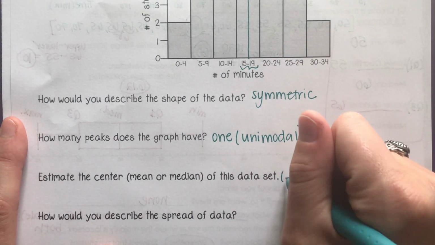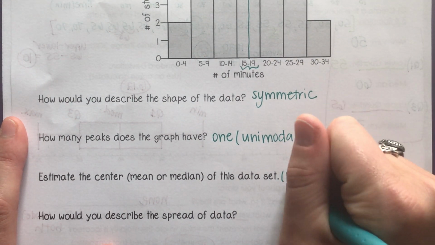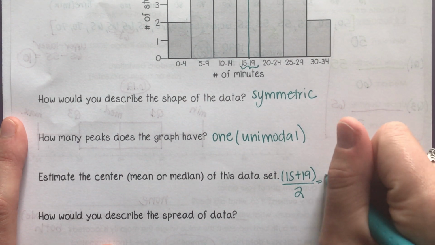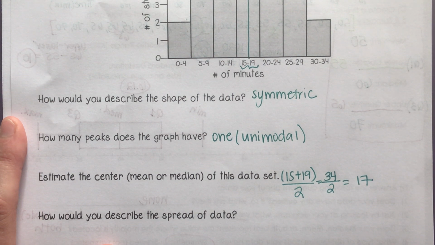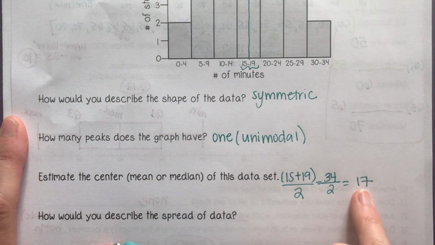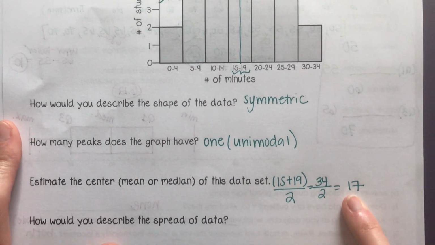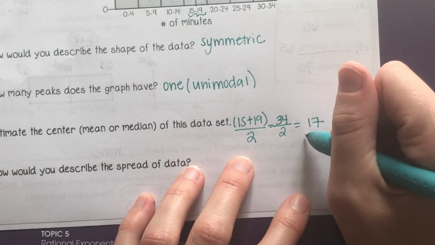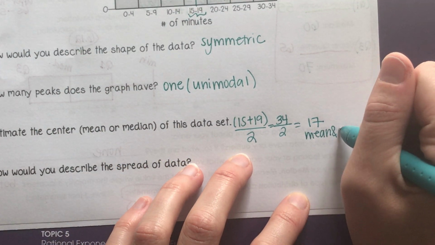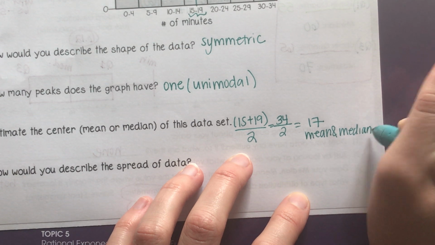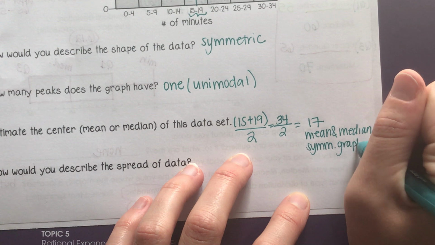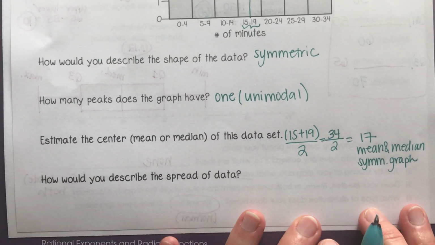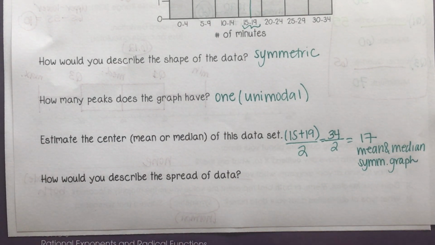But if I want to find the average, I can do 15 plus 19, then divide it by 2, which is 17. Okay, so this would be the average, so it's the mean, but it's also the median. It's both the mean and the median. And this is because it is a symmetric graph. And that's the only reason why. Because in a moment here, you're going to see ones that are not symmetric, and you can see how it's different. How would you describe the spread of data?